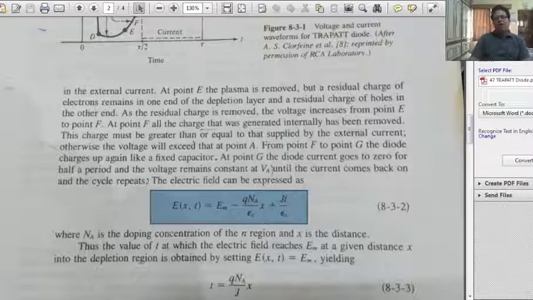So up to here we tried to understand the physical structure of the tapered diode and its mechanism. In the next video we will continue the analysis of the tapered diode. Okay, thanks.